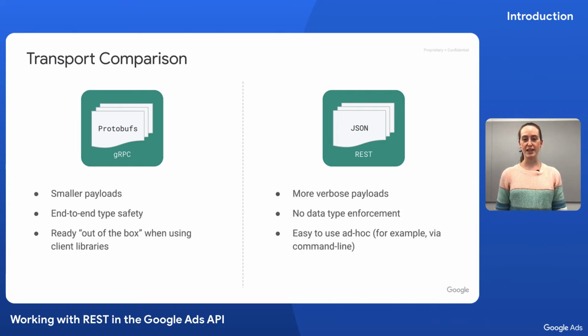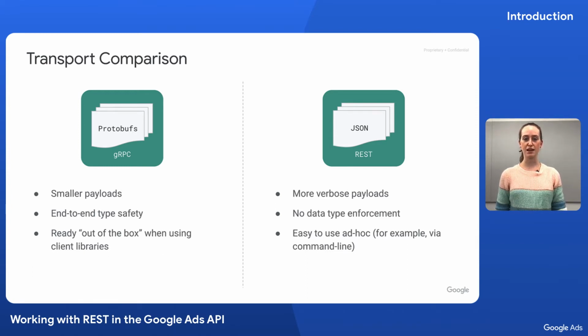With gRPC, we tend to have a smaller payload size, which makes it the more efficient transport method between the two. We also have type safety enforced both on the client side and the server side. Lastly, gRPC is provided out of the box when using the client libraries. This is a huge benefit because in addition to abstracting away the technicalities of gRPC, the client libraries provide lots of helper functions and take care of many of the low-level details like timeouts, pagination, and authentication.